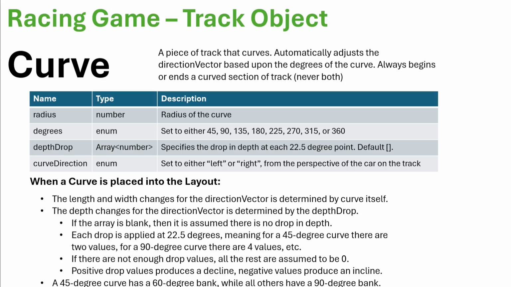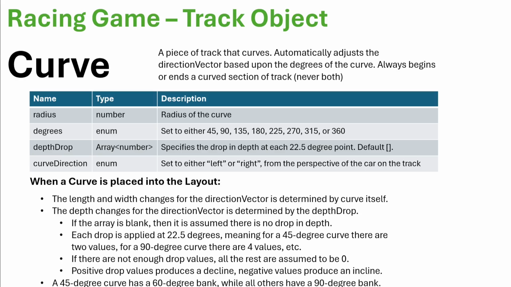So normally, if you're doing something like a simple 90-degree curve, you would have no depths, and so the default is a blank array. But if you're doing these long curves where you're going to have to create bridges or create tunnels, then you're going to have something to say, I need to drop this curve as I go along here. The drops are done every 22.5 degrees. That means that, for instance, if we have a 45-degree curve, we should be expecting two numbers there in our depth drop. If we had a 90-degree curve, we should be expecting 4, 135, 6, 180, 8, and so on and so forth.